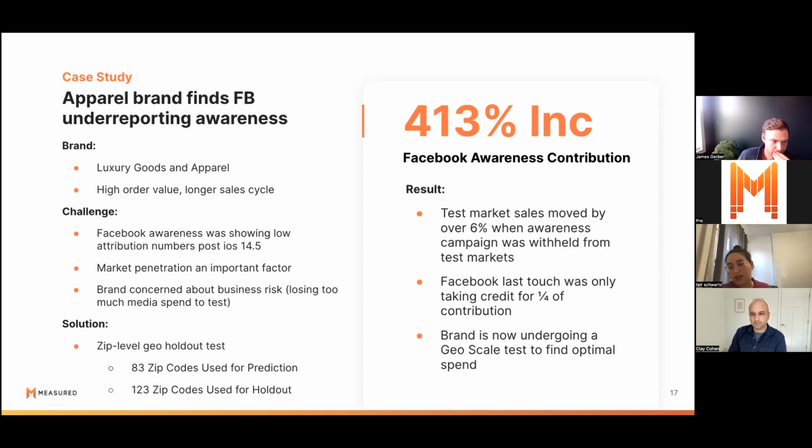And so the answer is we're going to launch a scale test on this tactic specifically, and we're going to try to see how far we can push spend while still retaining the performance goals. Awesome. And the other component to note is, had the brand not performed an incrementality experiment, they would still be basing decisions on what Facebook was reporting, which was a fourth of what is really being contributed by them in this instance.